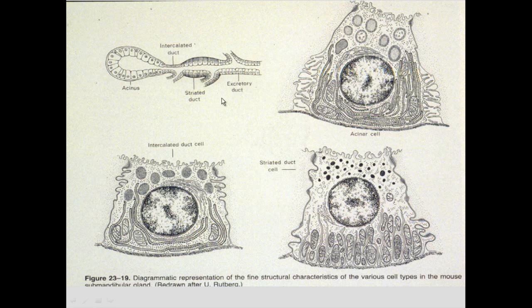So in the secretory portion, you have lots of rough endoplasmic reticulum associated with the secretions. In the intercalated duct, you'll have some, but really they're not contributing to secretions that much. And in the striated duct, you have lots of mitochondria located at the base because they're pumping out water. So they are concentrating the fluid.